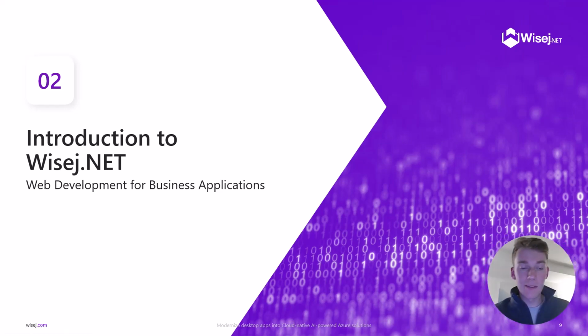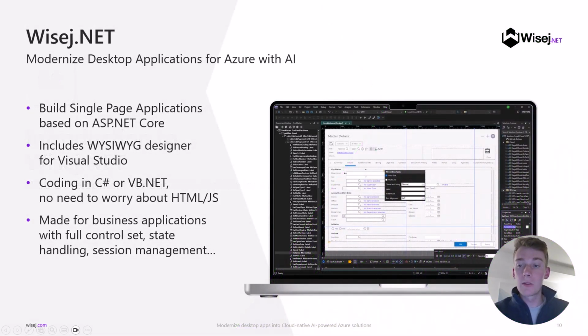All right, thanks, Thomas. So yeah, Wisej.net is a framework for building line of business web applications for ASP.NET or ASP.NET Core. And this is done using the Visual Studio IDE, which we see on the right-hand side here, and the Wisej.net Designer. This is installed as a plugin through the Visual Studio Marketplace, and it allows you to visually build your application and see that same visually designed application at runtime using the WYSIWYG Designer, or what you see is what you get.